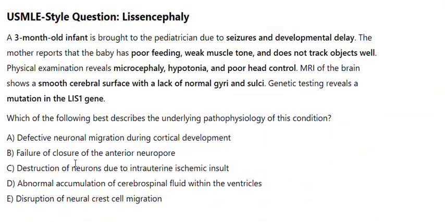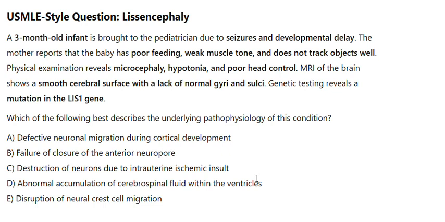USMLE style question, Lissencephaly. A 3-month-old infant is brought to the pediatrician due to seizures and developmental delay. The mother reports that the baby has poor feeding, weak muscle tone, and does not track objects well. Physical examination reveals microcephaly, hypotonia, and poor head control.